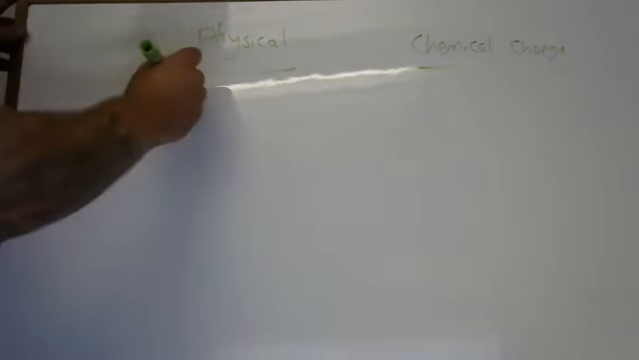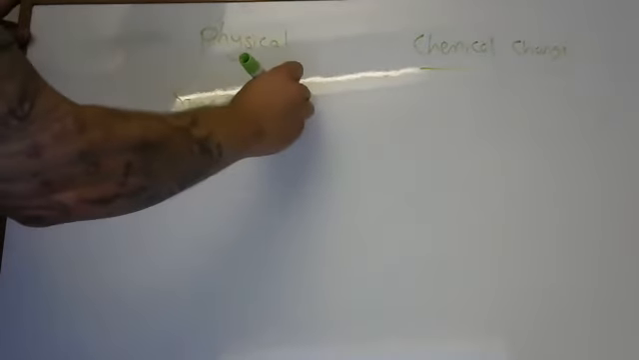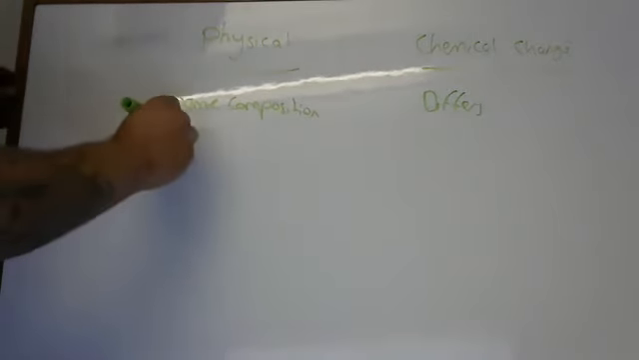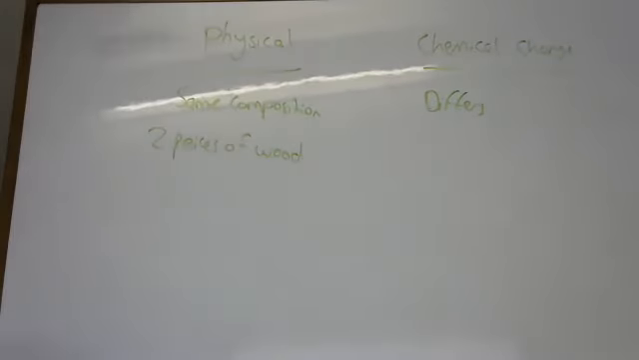Again, a fairly simple concept from junior year sciences, but something we need to review. Physical is same composition. Chemical change, the composition differs. I like to use wood. If I cut a single piece of wood into two, I just have two pieces of wood. It's still wood. I've just changed the physical appearance.